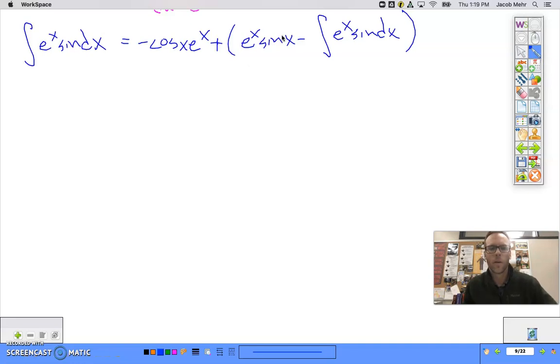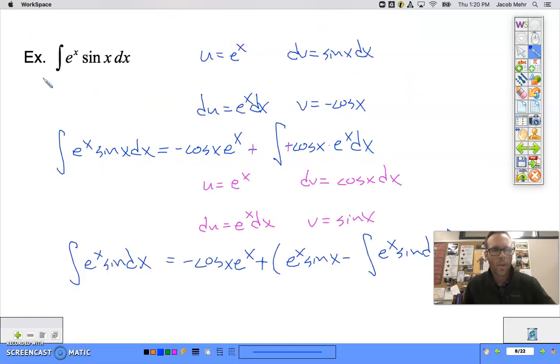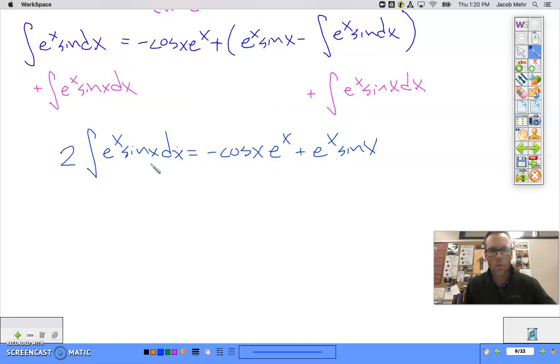All right, let's get that out of the way. There we go. What would happen if I added the integral of e to the x sine of x dx on both sides? Oh, I missed it over there too. All right, what do we have on the left side? We have 2 times the integral of e to the x sine of x dx equals the negative cosine of x e to the x plus e to the x sine of x. What are we trying to find again? We're trying to find this. Well, we have an equation where we have 2 of those equals something else. How do we solve for this? I divide each side by 2.